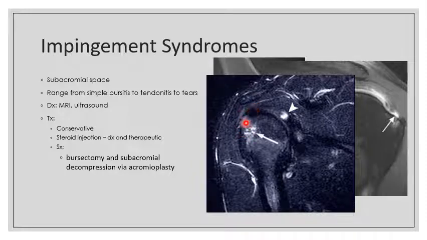So the subacromial space, this one is impinging on this side. So we have to do some sort of bursectomy and subacromial decompression.